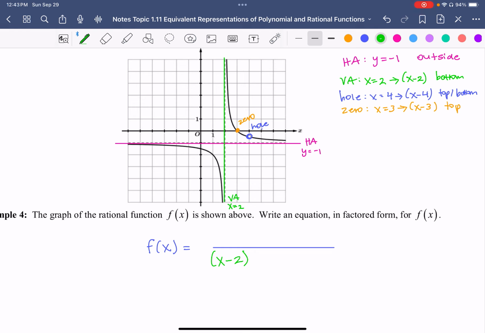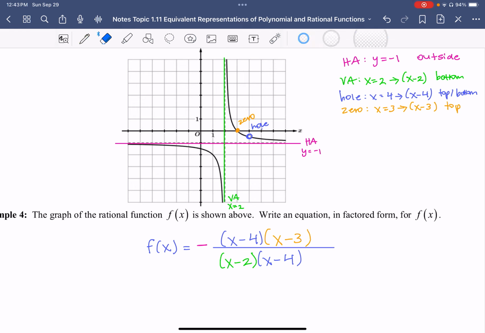Sorry, I forgot the horizontal asymptote needs to be on the outside. I'm going to put a negative. I don't need to put -1 because 1 times anything is whatever you multiply it by, but the negative is important, so I'll put the negative. And then on the top and the bottom, we said we needed to have x minus 4. And we also said that in the numerator, we needed to have x minus 3. Okay, so that would be the final answer right there.